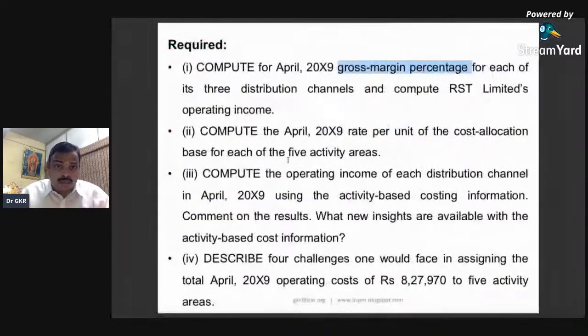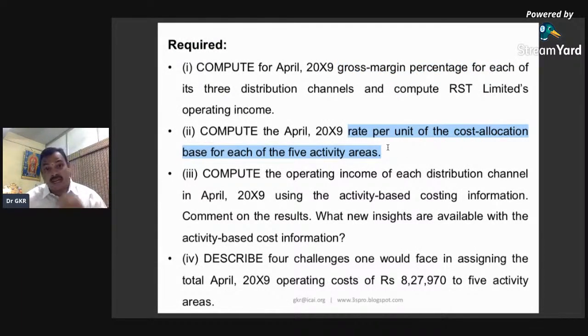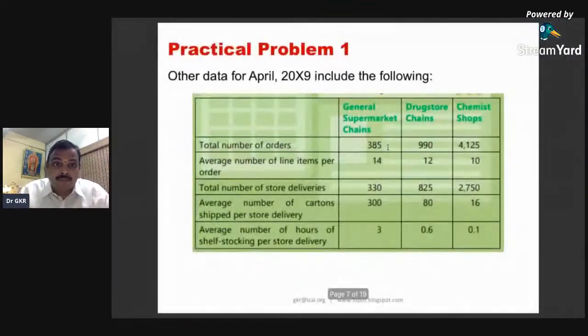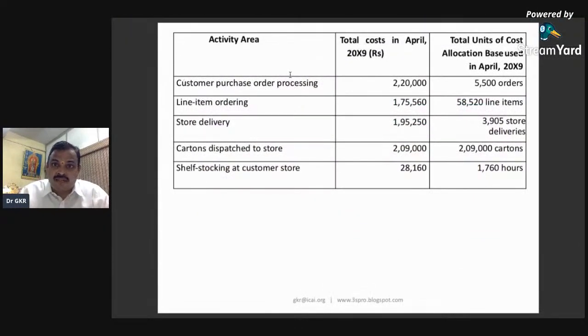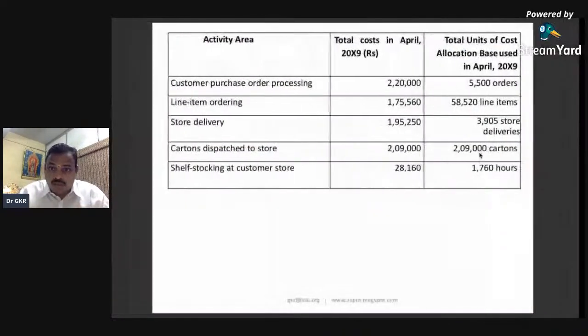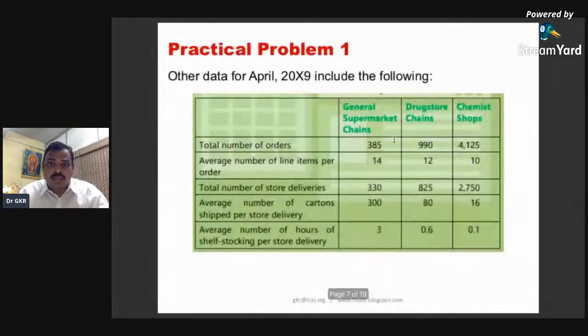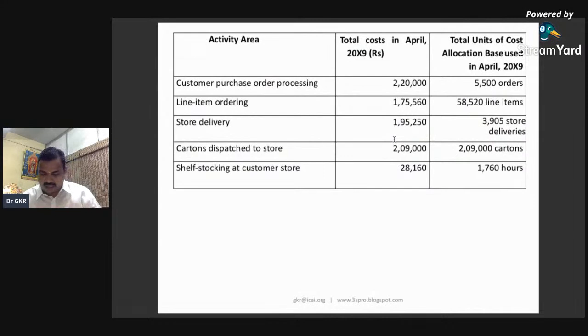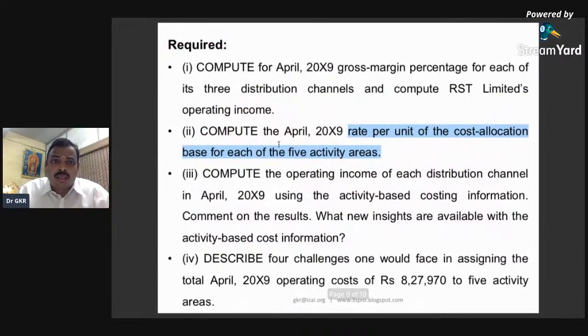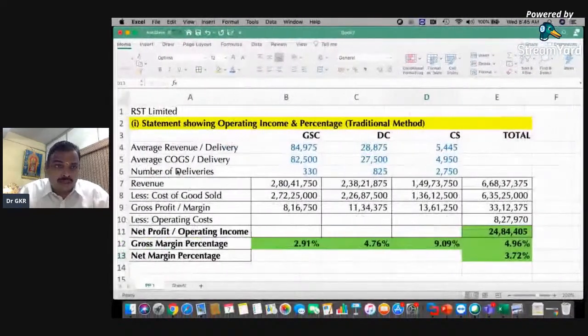Now let us go into the next question. Compute for April the rate per unit of cost allocation base for each of the 5 activity areas. Now what are those 5 activity areas? These are the activity areas. This is your cost, this is your base. Now what is your question? You have to find the rate per unit of cost allocation. So just divide 2,20,000 by 5,400, 5,500, 1,75,560 by 58,000. So that is your answer for 2. What is your next question? Rate per unit of cost allocation base.